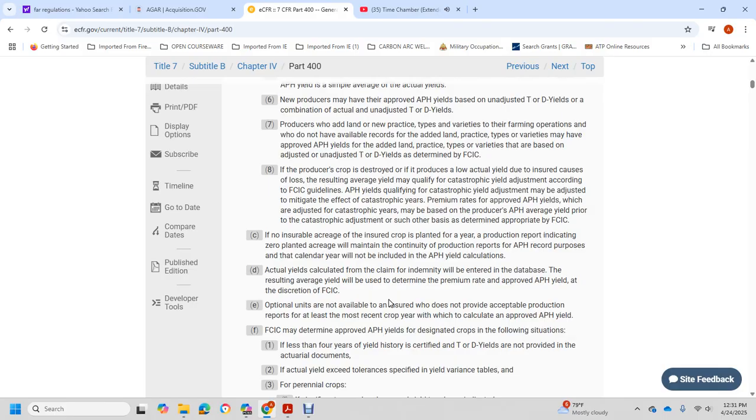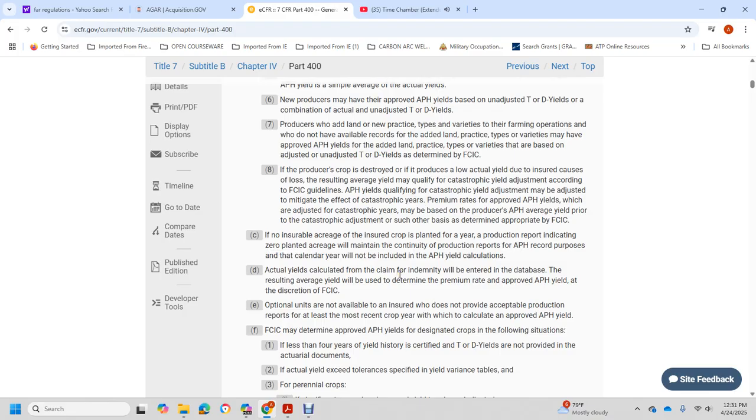You would determine the premium rate from proof of the actual production history yield at the discretion of the FCIC. Optional units are not available if the insured does not prove an acceptable production report for the least of the most recent crop that was calculated with proof of the actual production history yield. The FCIC would determine the actual production history yield of the designated crop in the following situations.